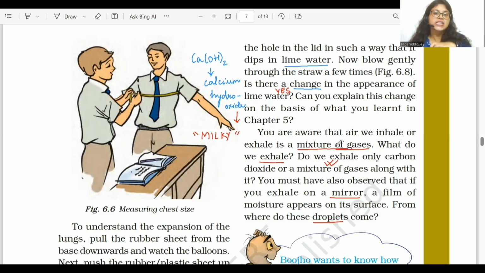When we inhale water vapor, we exhale water vapor too, right? So whenever we exhale on a mirror, this water vapor forms a layer, a film of moisture on its surface. So where are these droplets coming from? They come from the very small quantity of water vapor that we have inhaled. And how much concentration of water vapor is there in inhaled air? It is just 0.05%. We inhale this much and exhale this much.